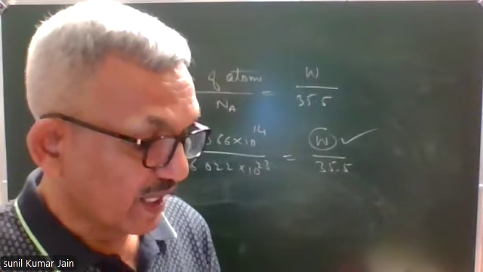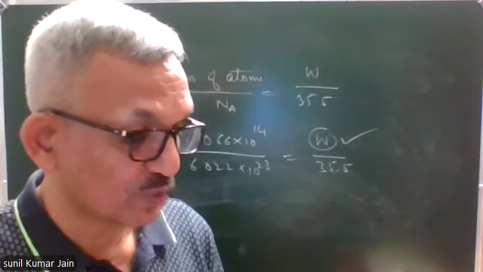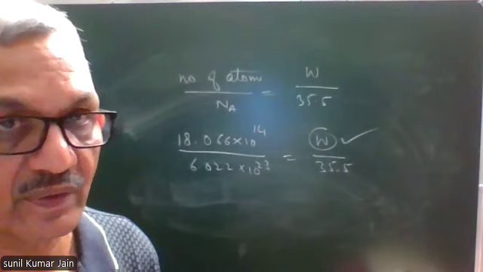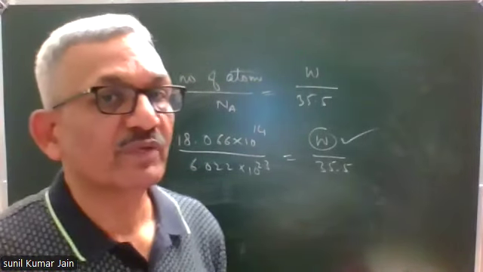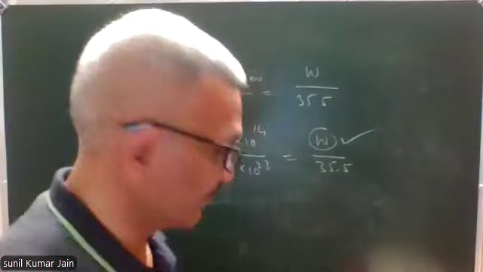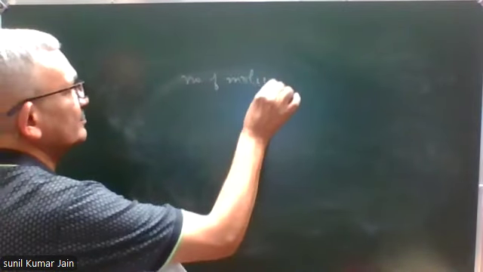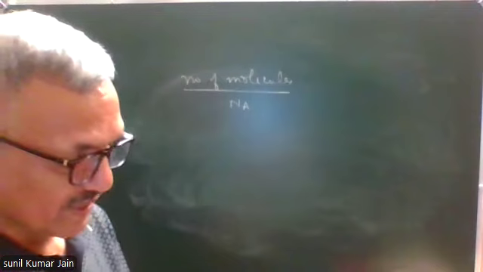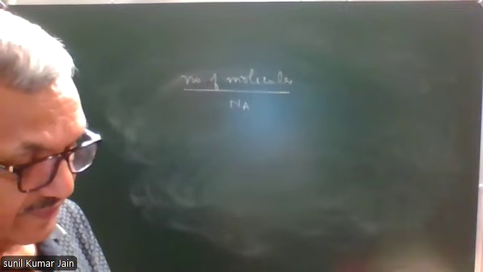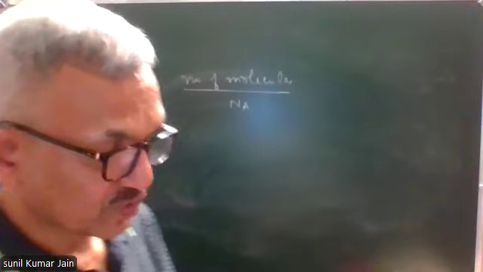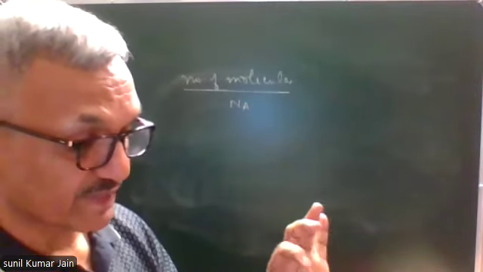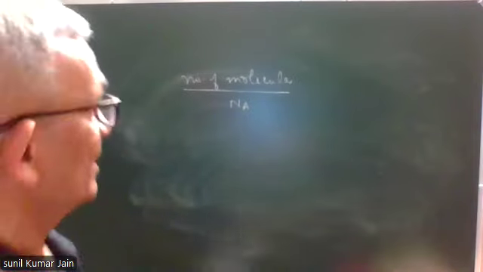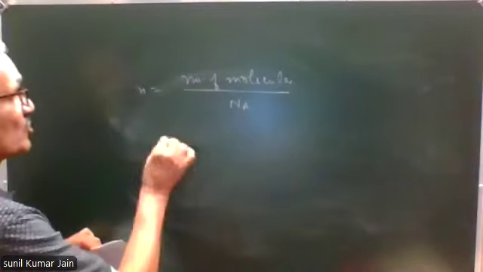Next, 8th. How many moles of oxygen atoms are there in so many molecules of ozone? We are given molecules of ozone, but we have to calculate the number of atoms of oxygen. See, we are given number of molecules divided by Avogadro's number. This is number of moles. We have to calculate how many moles of oxygen atoms are present, not molecules, how many moles of oxygen atoms.